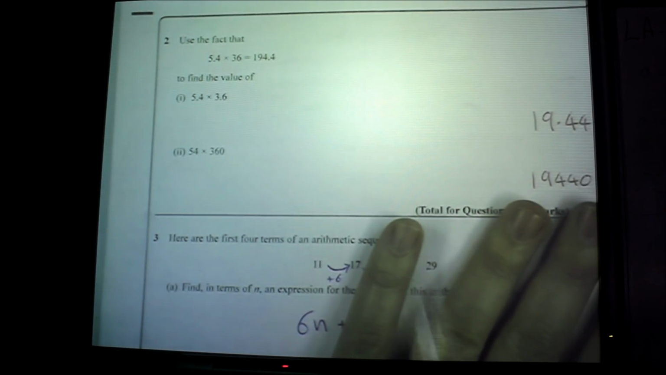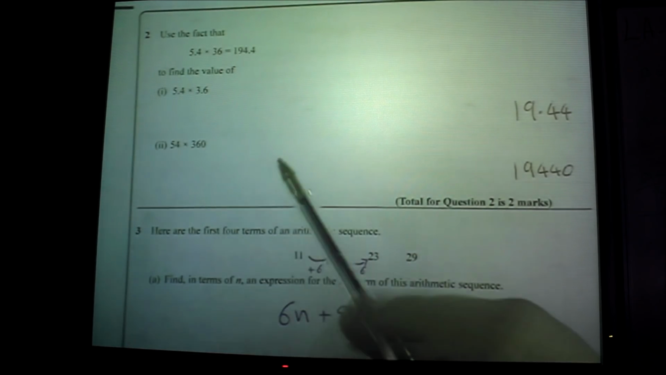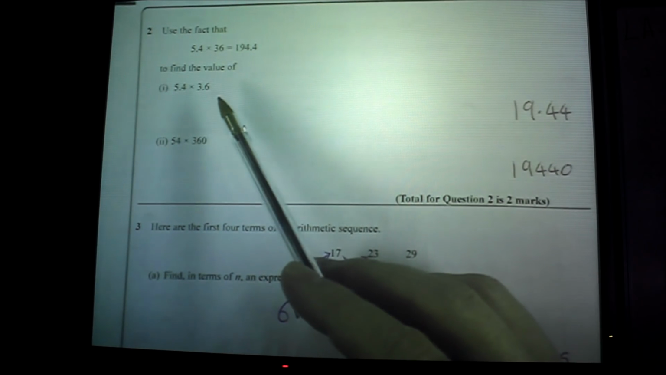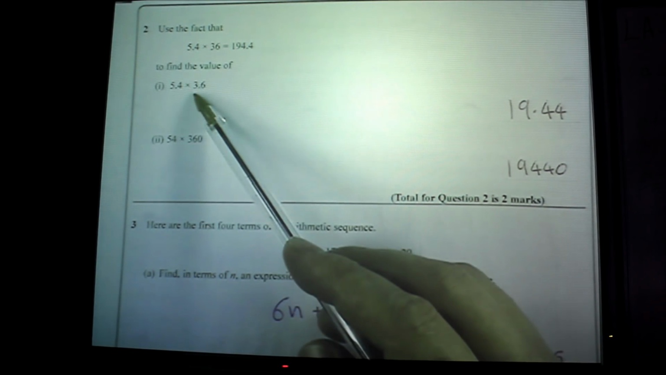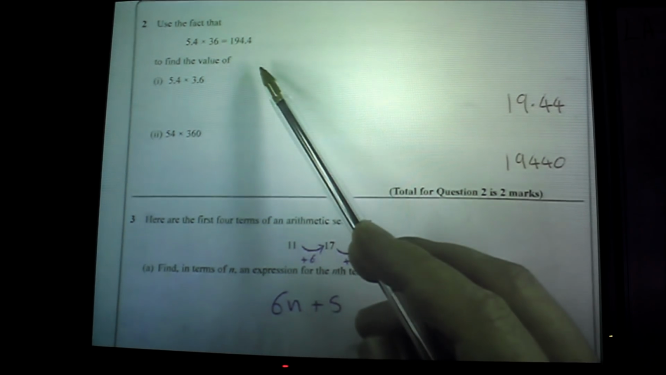Question 2. Use the fact that 5.4 times 36 equals 194.4 to find the value of 5.4 times 3.6. The way I do this is, there are lots of ways, but the 5.4 is the same, but the 36 goes to 3.6, so it's what we call a factor of 10 smaller. So the answer is going to be a factor of 10 smaller. So move the decimal point across, it's going to be 19.44.